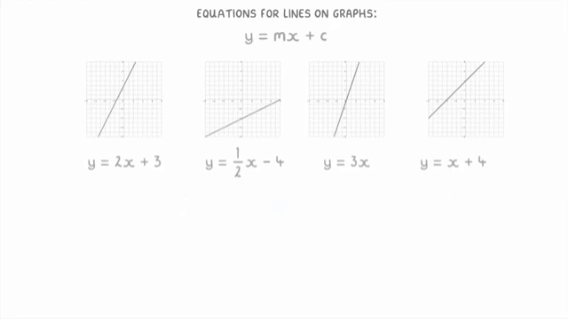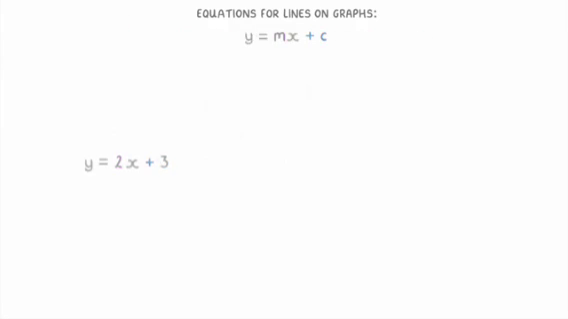The important things to know about this form are that m is the gradient of the line, which remember is a measure of how steep the line is, and c is the y-intercept, which is the point where the line crosses the y-axis. For example, if we took this equation, y equals 2x plus 3, then m would be 2, because that's the number in front of the x, and c would be positive 3.